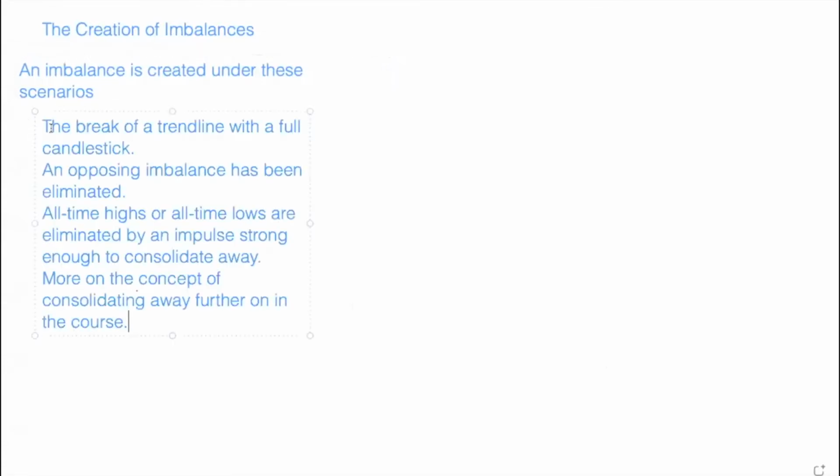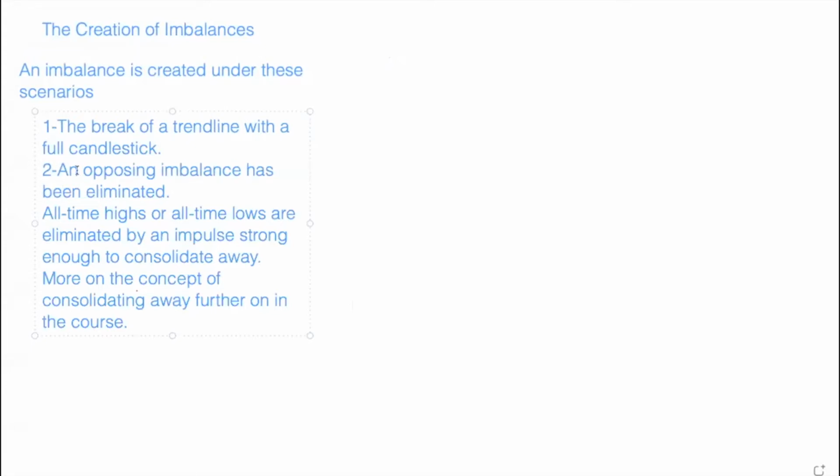So when are imbalances created? There are a few scenarios that force creation of imbalances, or we can say force creation of zones, right? So scenario number one is that when you see a trend line break, it will give you an imbalance. All right, let me put this here. Number one, trend line break.